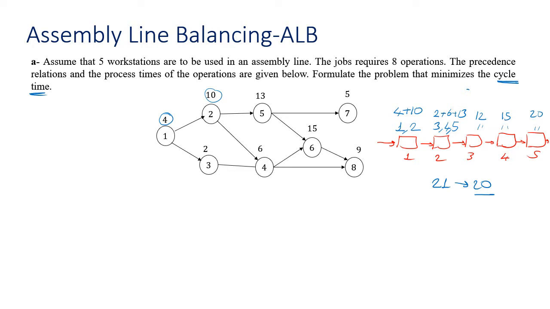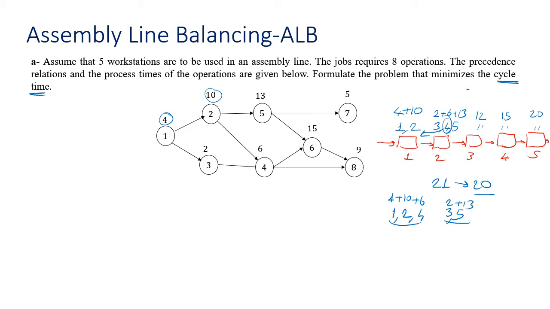So assume that in this example, we allocate this task 4 to the first workstation. So in the first workstation, I have task 1, 2, and 4, and in the second one, I have 3 and 5. Okay? If you look at the time of this, it will be 4 plus 10 plus 6, and the second one will be 2 plus 13. But there is a problem here.